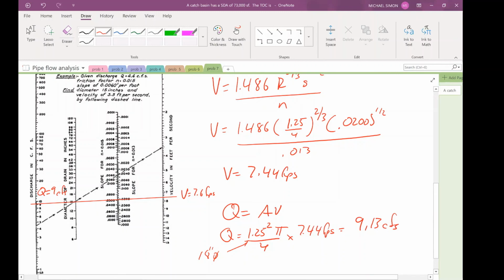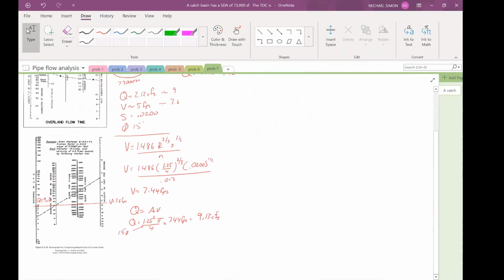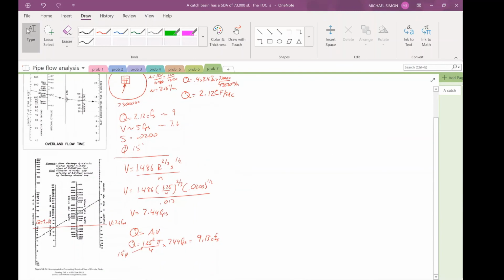So 1.25 squared times pi divided by 4 times 7.44, 9.13 CFS. So what's happening is the pipe that only needs to handle 2.12 CFS will actually be capable of handling 9.13 CFS in the future. It won't see that much water now, but it can in the future.